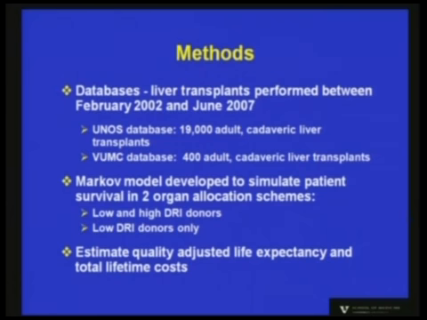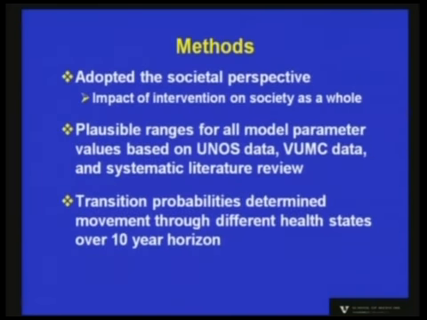Then we developed a Markov model to simulate patient survival in 2 organ allocation schemes, a low and high DRI donor allocation scheme and a low DRI only donor scheme. We then estimated quality adjusted life expectancy and total lifetime costs with this model. We adopted the societal perspective and looked at the impact of the intervention on society as a whole.